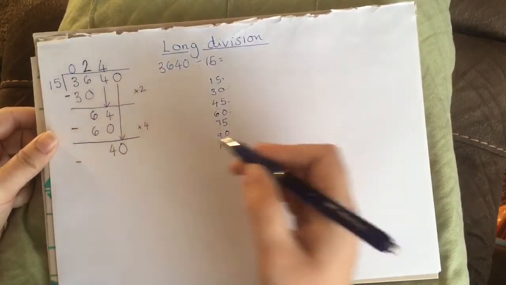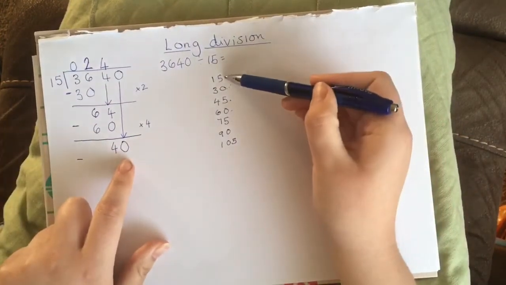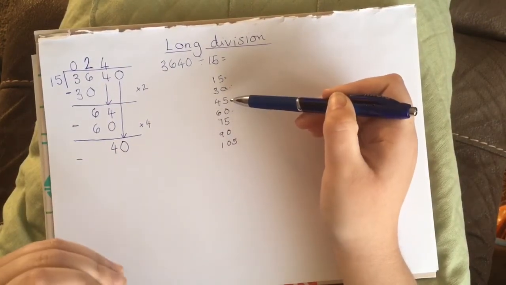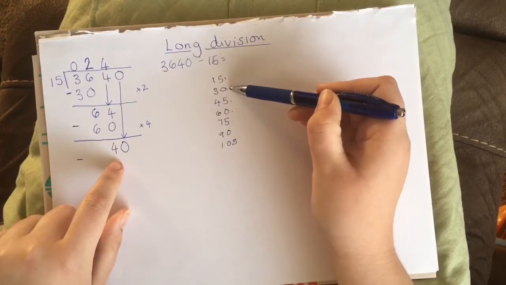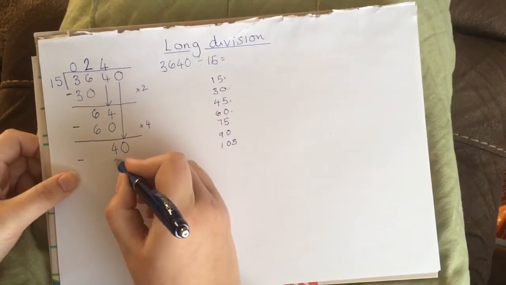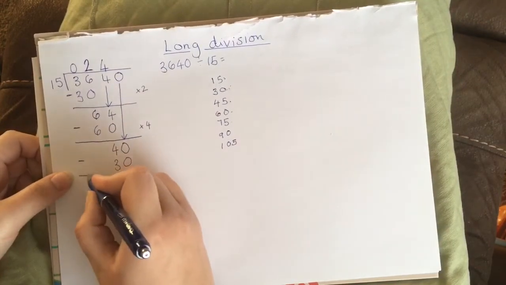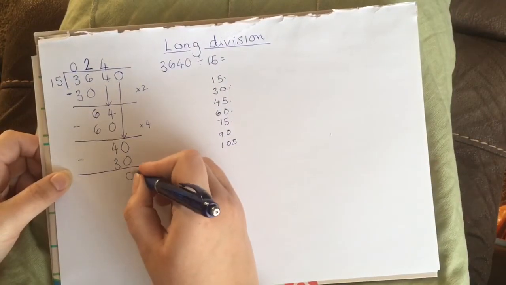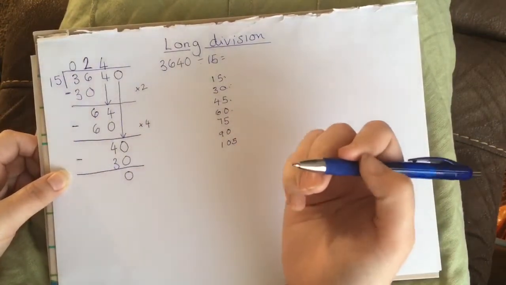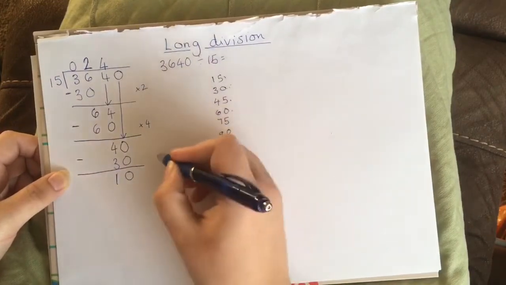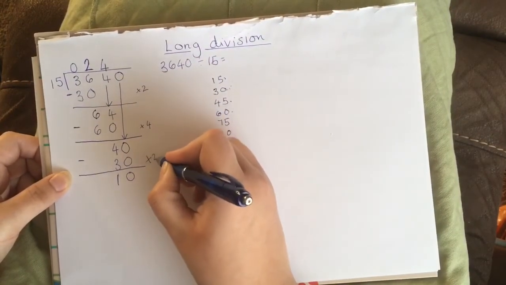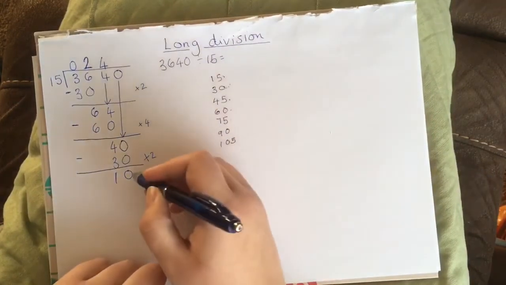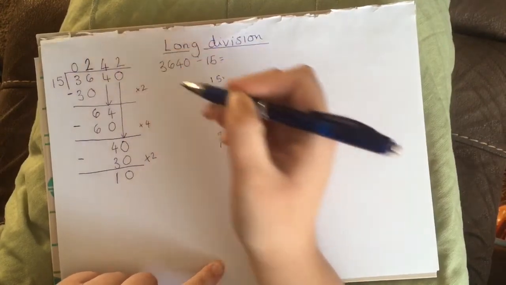I'm going to take away whatever I can from 40. So I've got 15, 30, 45. Now it's not quite big enough for 45, so it's going to have to be 30. So I do 40, take away 30. Draw my line. 0 take away 0 is 0. 4 take away 3 is 1. And I did 2 times 15 to get 30. Double check my maths. Yep, definitely 10 left over. So I do my 2 at the top.